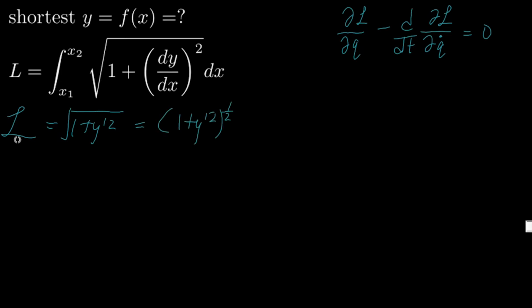Now speaking about derivatives, let's now find the first term in our equation, partial L partial y. Now notice that in our L function, there's no y's involved, right? There's only just y primes. So our partial L partial y is going to vanish to 0.